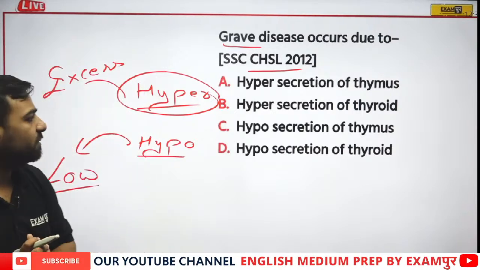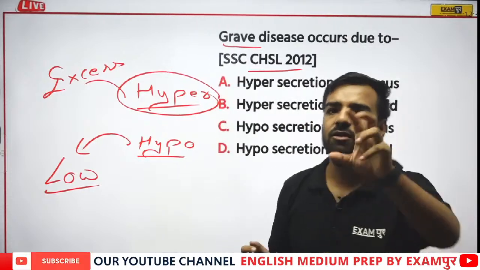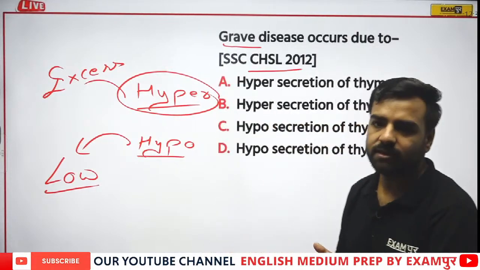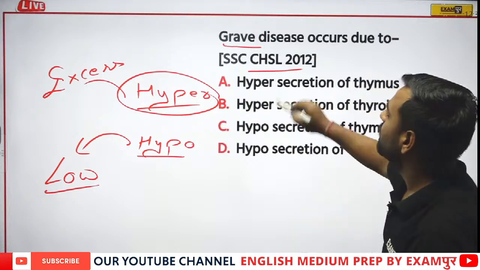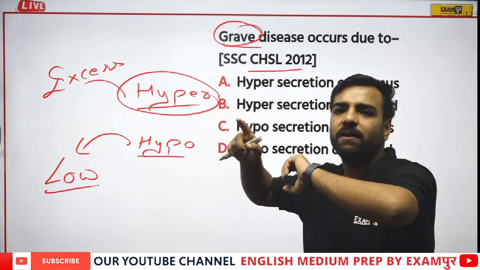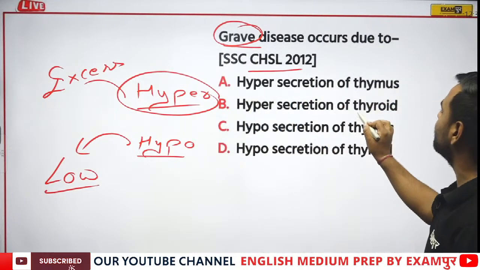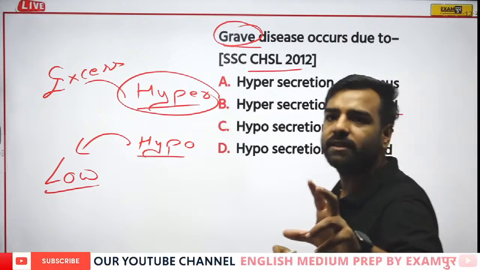So Sana is with B, that is hypersecretion of thyroid. Nikita is also with B. Now this is very, very important because first of all we need to understand about Graves' disease. The question can be asked in any way. Please try to understand, hyper means extra. So we are talking about the hypersecretion of thyroid, according to the answers we have received.